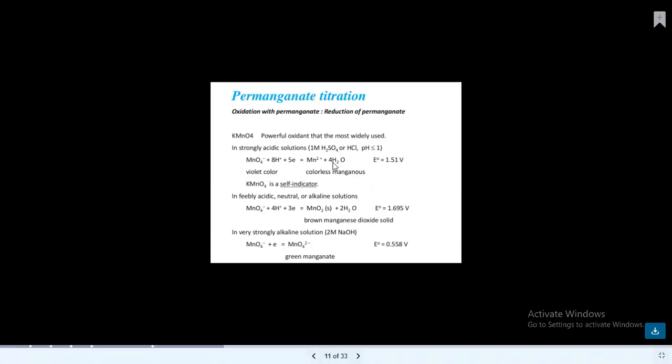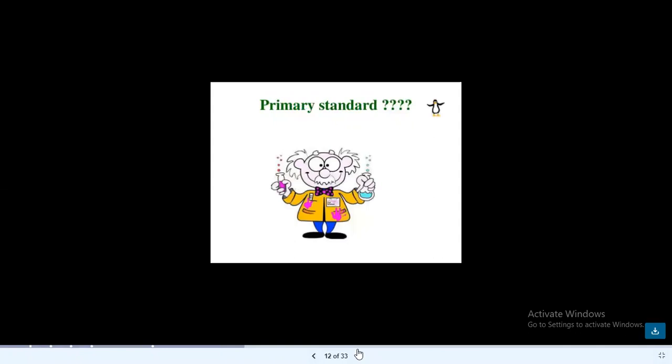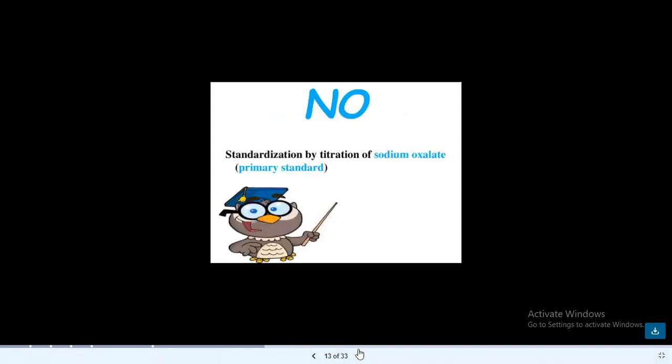In the acidic medium it involves 5 electrons with a redox potential of 1.51, and in the feebly acidic or neutral medium it involves 3 electrons with its own redox potential, and in the alkaline media only 1 electron is gained and the redox potential is very low, that is 0.558.